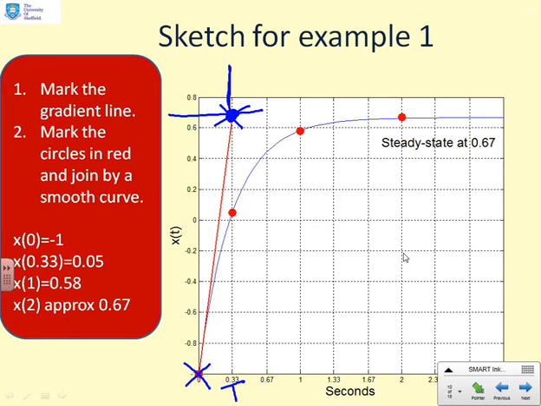So what we're suggesting in general is, after you've put on your red points, which we did earlier when we did the sketch, those red crosses, first add this straight line to make sure that your initial gradient is correct, and then your curve will be just that little bit better.